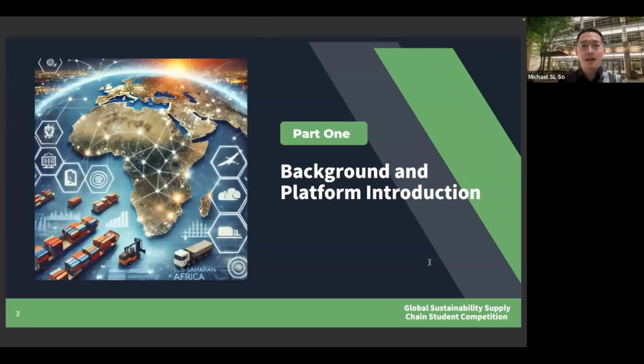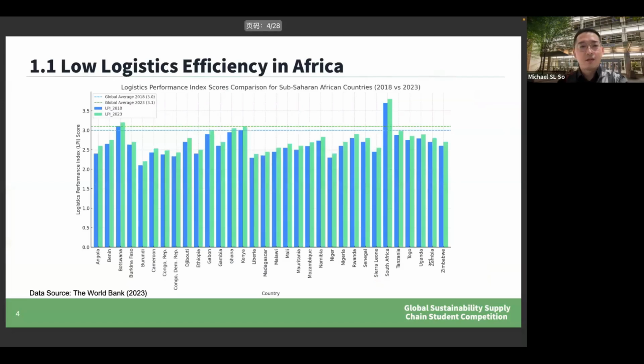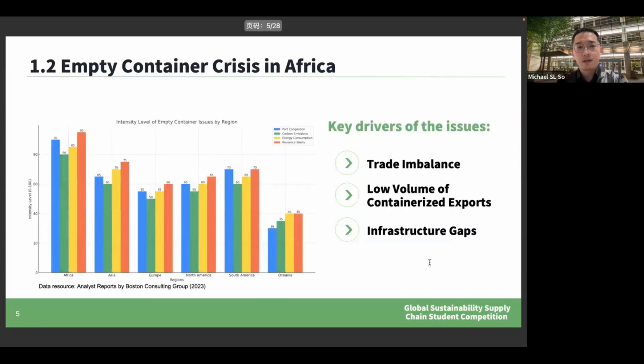Let's first go into background and platform introduction. From the Logistics Performance Index, we can see the sub-Saharan area suffers low logistic efficiency, below the global average. We interviewed some local businesses and did some research and identified a key reason: the empty container crisis. From the chart, we can see empty container intensity in Africa is higher than any other continent. This issue makes African ports suffer more congestion, emit more carbon dioxide, use more energy, and generate more waste.